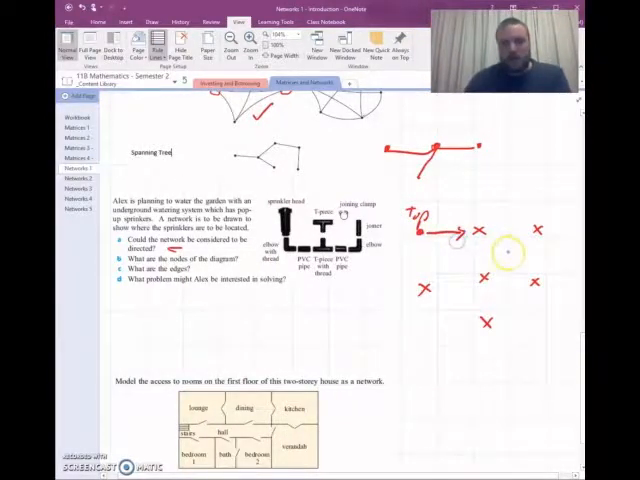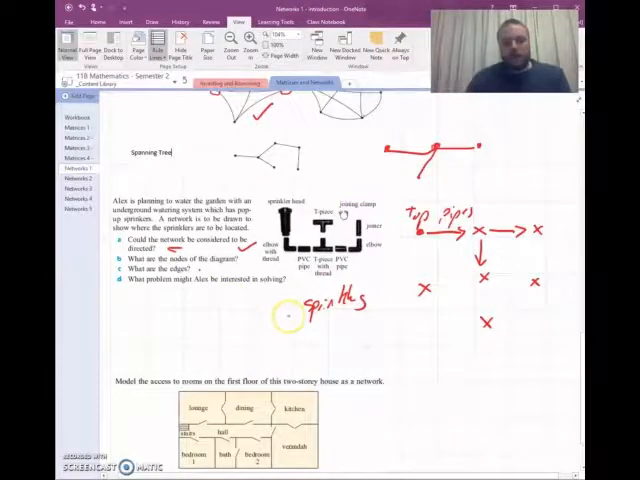Okay, next, last question. Model the access to rooms on the first floor of this two-story house as a network. So I'll start with the stairs, connecting to the hall. So then the hall moves off. I possibly haven't designed this very well. The hall moves to a bedroom. Bedroom 1, it goes to a bathroom. The hallway also connects to bedroom 2, but then bedroom 2 is also connected to the bathroom. The hallway connects to the veranda.